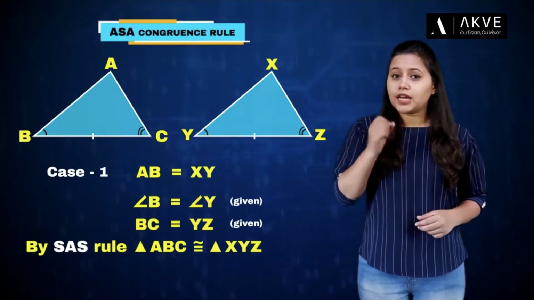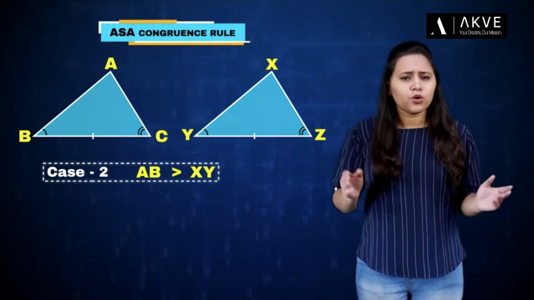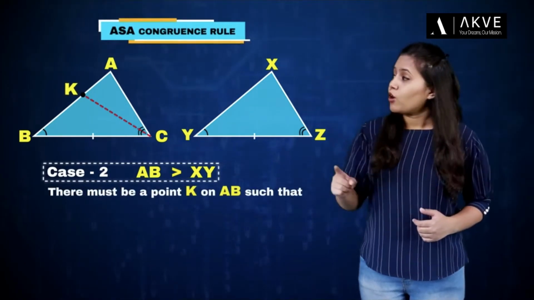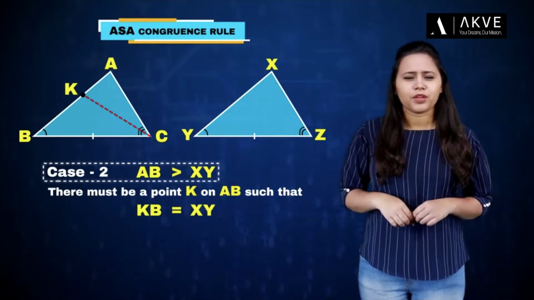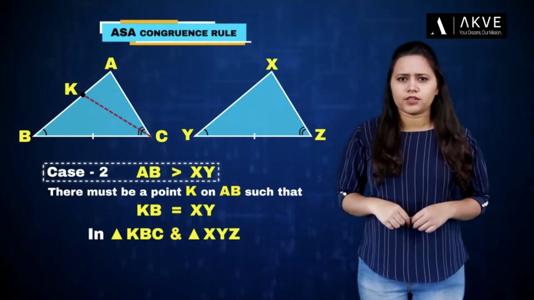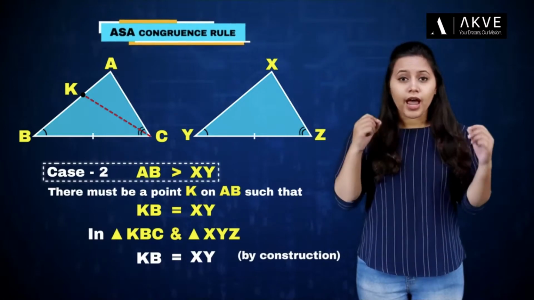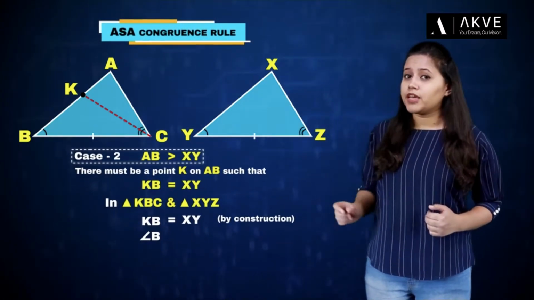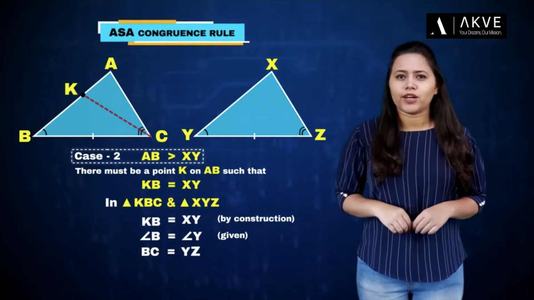If possible, let us assume that AB is greater than XY. So, there must be a point K on AB such that KB is equal to XY. Now observe the triangle KBC and triangle XYZ. KB is equal to XY by construction, and it is given that angle B is equal to angle Y and BC is equal to YZ.